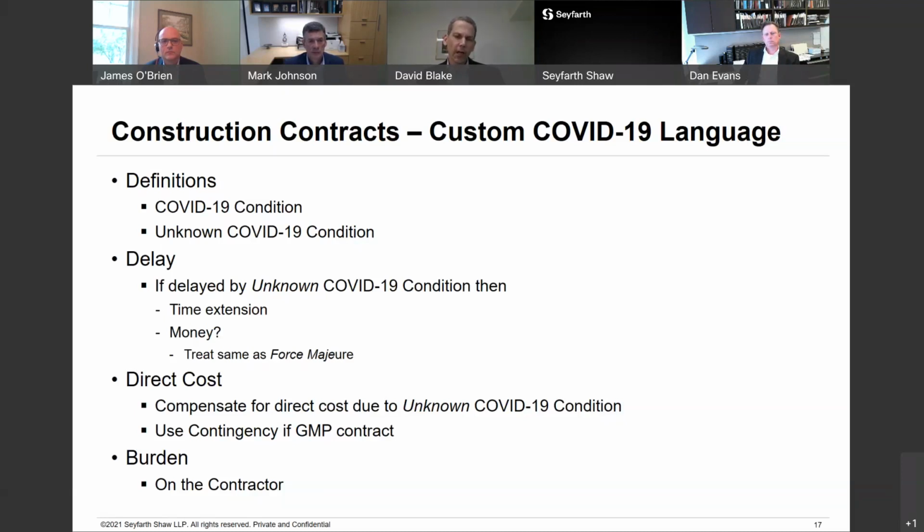And then the final point is burden. It's not just an issue for contractors, but any party that's pursuing a claim or is seeking relief has the burden of demonstrating its entitlement to that relief and the amount of relief. So we put into our language here that the contractor has a burden of demonstrating that something is a COVID-19 condition, an unknown COVID-19 condition, and then the cause and effect to the schedule and to cost.